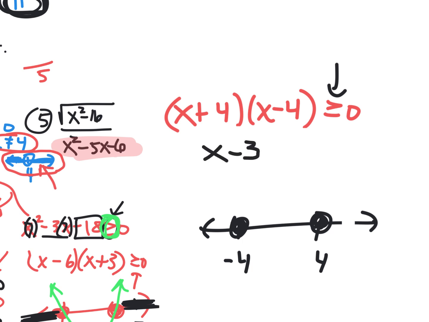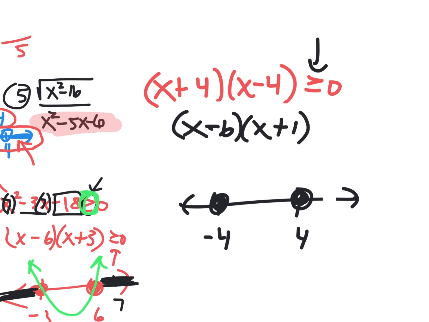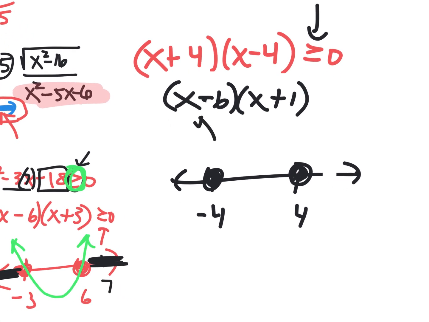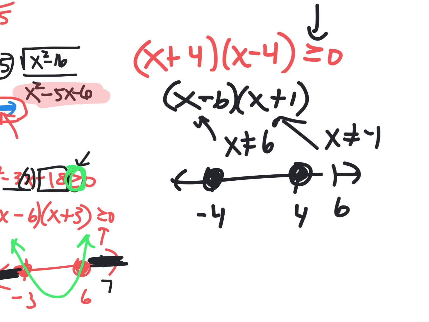No, wait a minute. X minus 6 and x plus 1, is that right? Thank you. X minus 6 and x plus 1. So then there's 2 things it can't be. X cannot be 6 and x cannot be negative 1. So here's where 6 is going to go, and it can't be 6. And here's where negative 1 goes, like there-ish, and it can't be negative 1.